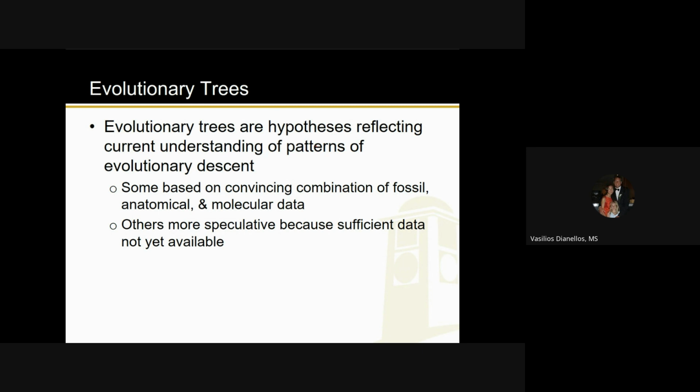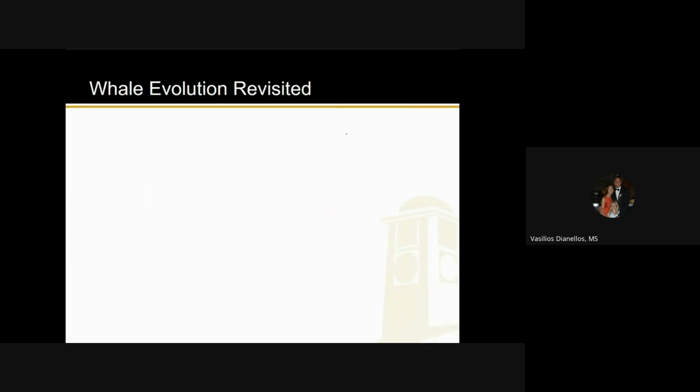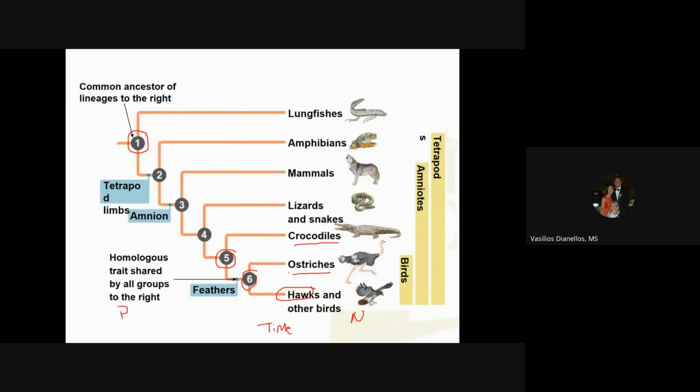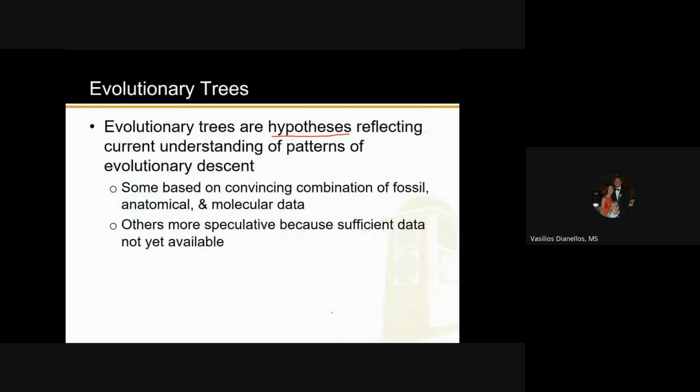Anyway, evolutionary trees are hypotheses that reflect current understanding of patterns of evolutionary descent, right? They're hypotheses. Some of them, depending on the one we looked at back there, were probably more like a theory than a hypothesis because it wasn't very specific. This one just says other birds. So imagine all the thousands of species of birds. That in itself would be its own family tree, right? But anyway, these are hypotheses.